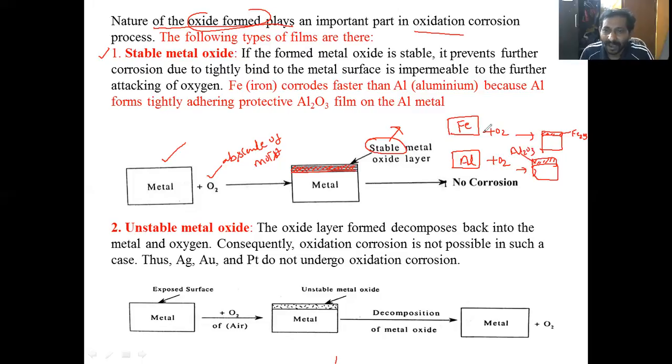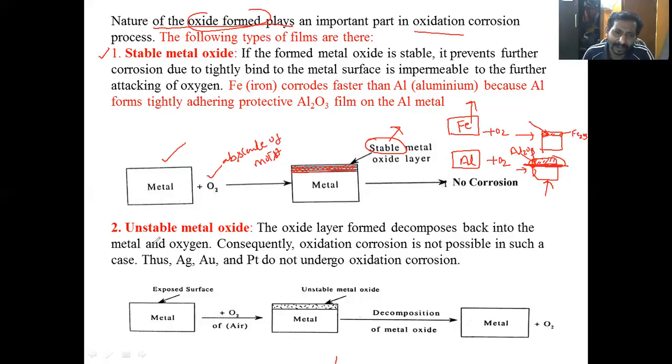But coming to this point, iron will corrode more, or iron corrodes faster than the aluminum, because the aluminum oxide layer is tightly bound with the metal surface compared to the iron oxide. So this aluminum oxide is tightly adhering to the metal surface, which means it is impermeable to further attack by oxygen. Here the Fe2O3 is loosely bound, so further oxygen can easily attack. In this case more corrosion takes place, and in the other case less corrosion takes place. So we have clearly explained the stable oxide layer, which prevents further corrosion.